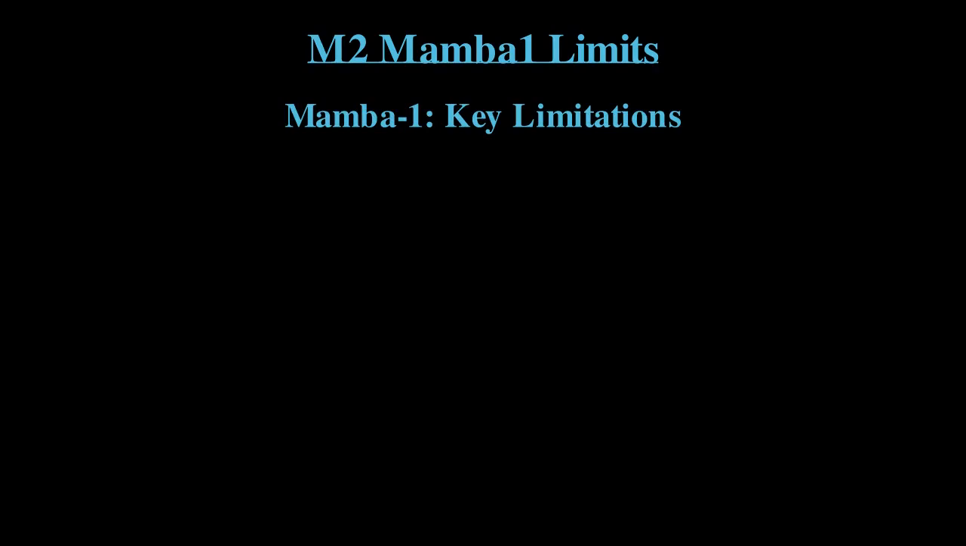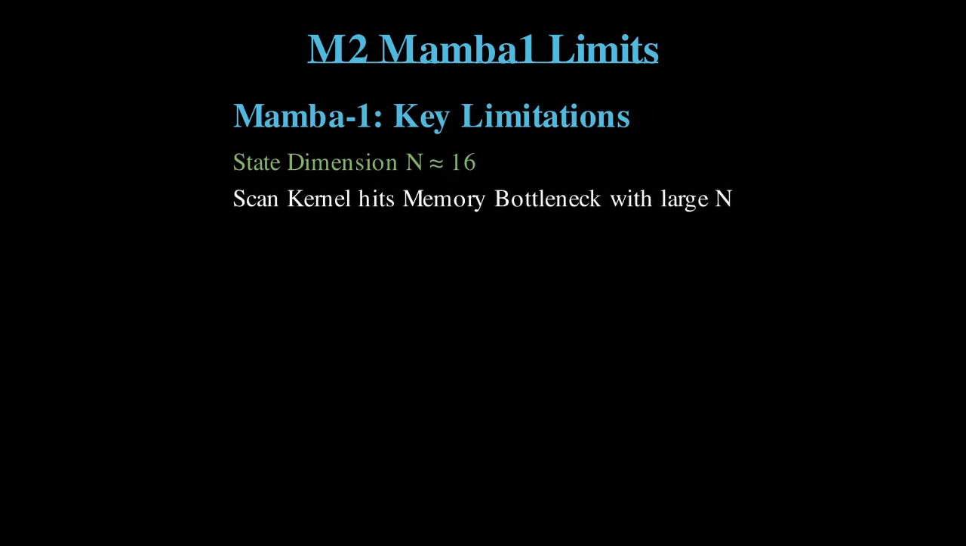First, the state dimension n was very small, typically just 16. Trying to increase n led to a significant slowdown. This was because the custom scan kernel, despite its cleverness, became memory-bound as n grew. The performance didn't scale with the increased computation.